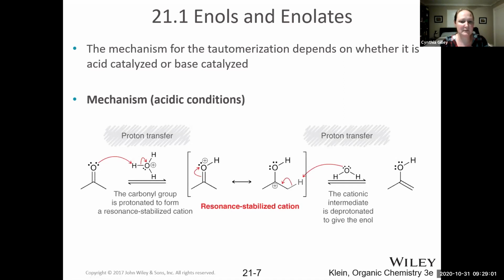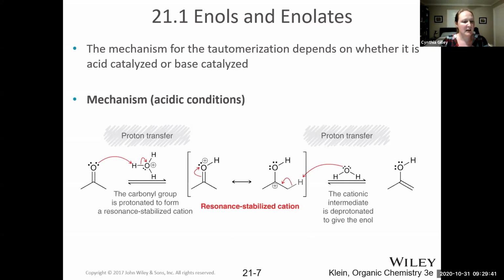Let's go over the mechanism for the tautomerization of a ketone or aldehyde to an enol. The mechanism is drawn differently depending on whether it's acid catalyzed or base catalyzed. Recall that in mechanisms that are acid catalyzed, we typically have intermediates that are either neutral or have a full positive charge. Base catalyzed reactions typically have intermediates that are either neutral or have a negative charge. So when you're drawing a mechanism, make sure that the structures that you draw are consistent with the conditions being employed.